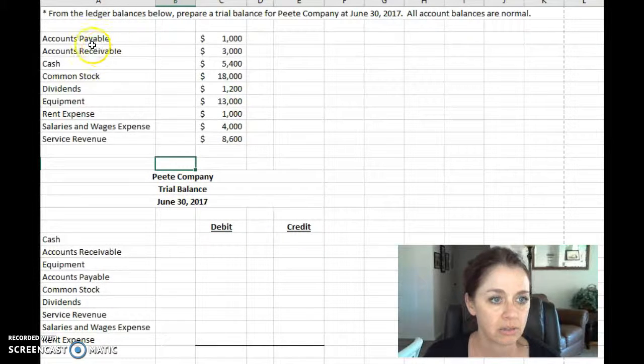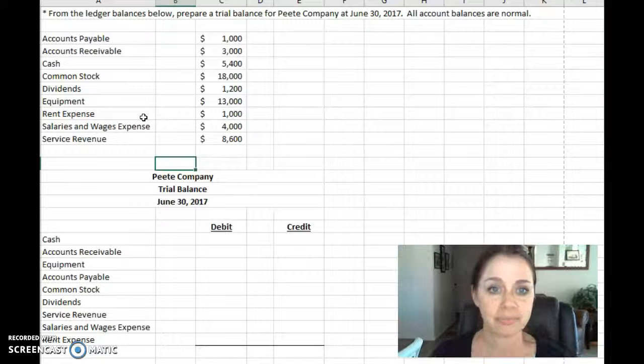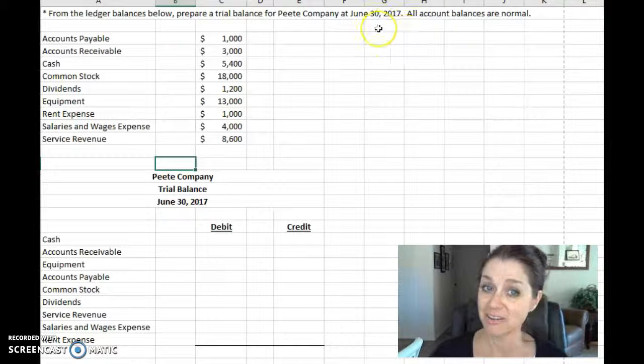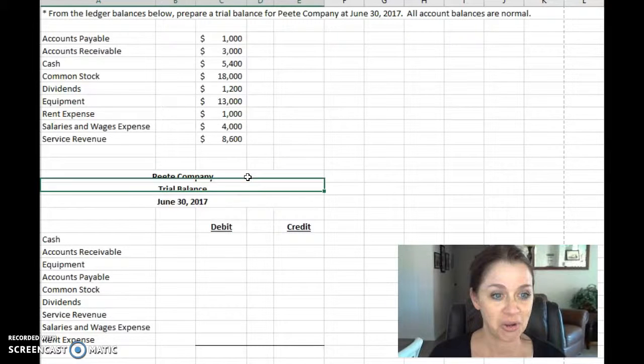At the top I've included all of the information that was given to us on the assignment and put it in alphabetical order. That's easier for me. It states that all account balances are normal. I'm not really sure what that means, but we're going to go with it.